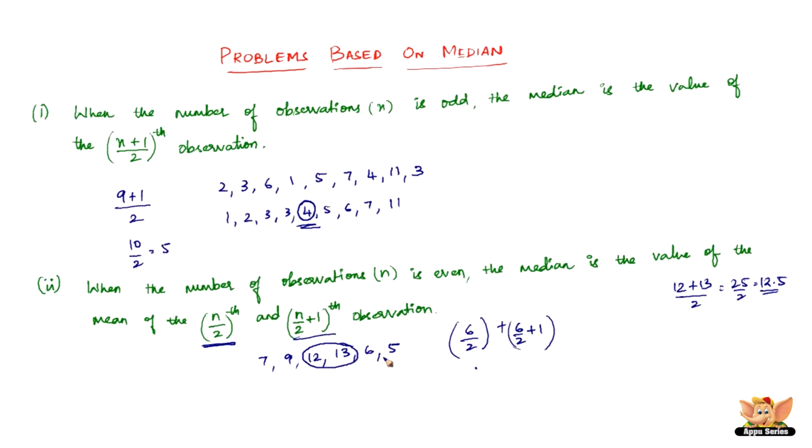You can see just by looking at them, the 12 and 13 are the middlemost terms, and you cannot take either 12 or 13 only. So you have to take the mean of these two middle terms. That is 12 plus 13 by 2, which is 25 by 2, which is 12.5.